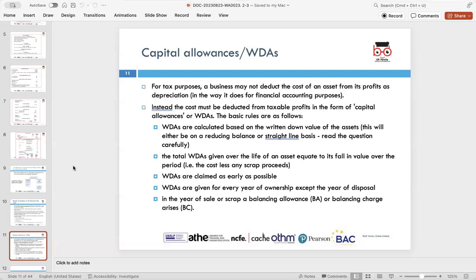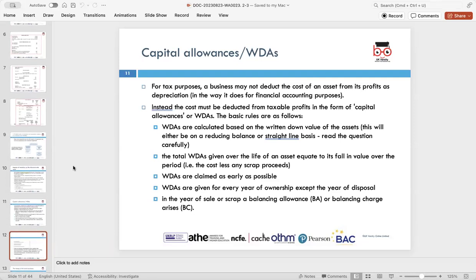So in the year of sale or scrap, a balancing allowance or balancing charge may arise. A balancing allowance represents additional tax relief if the asset's written down value exceeds its disposal value, while a balancing charge represents additional taxable income if the disposal value exceeds the written down value.